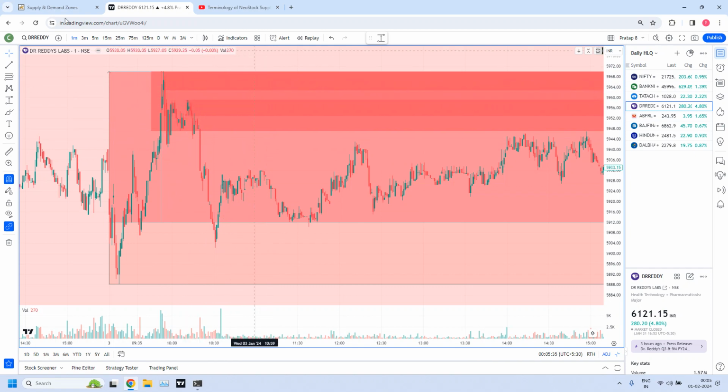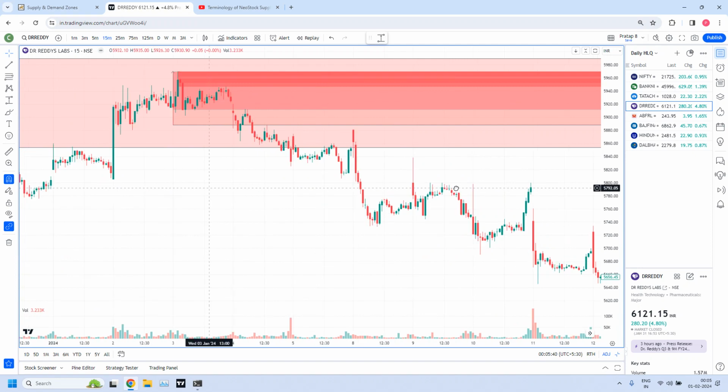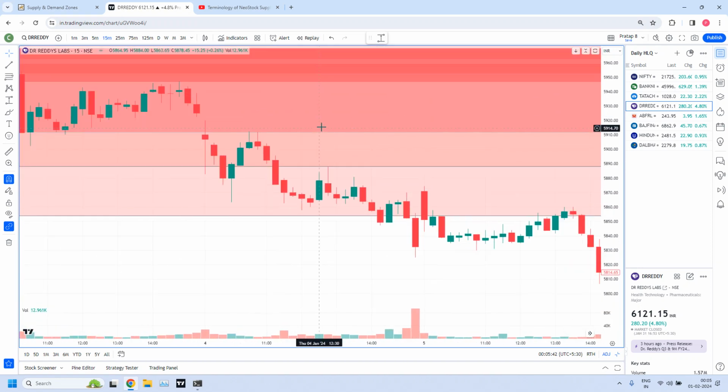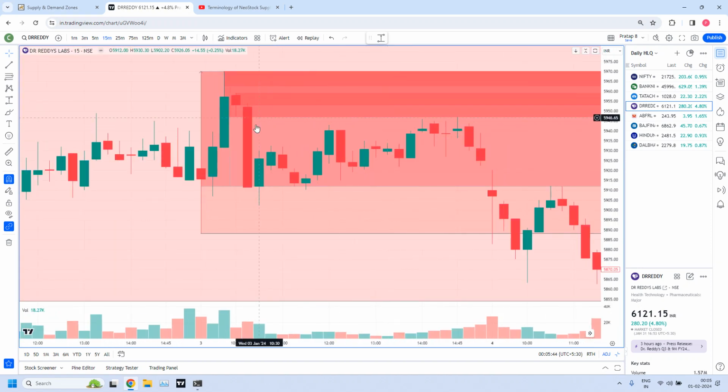And that clarity you get if you go to 15 minutes time frame. See here, you have an order flow like this. You have a rally, base, drop. Now plan your 15 minutes with the type 2 proximal entry.